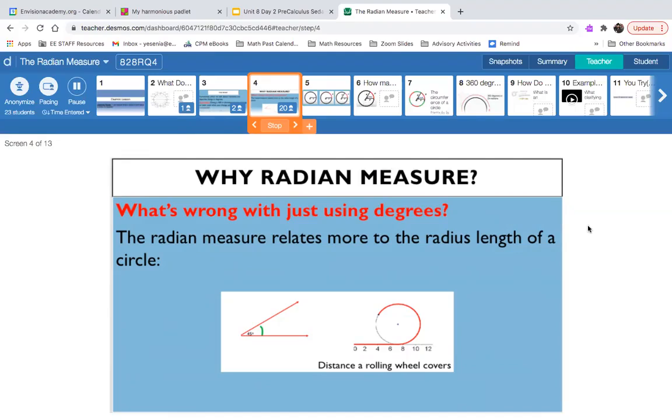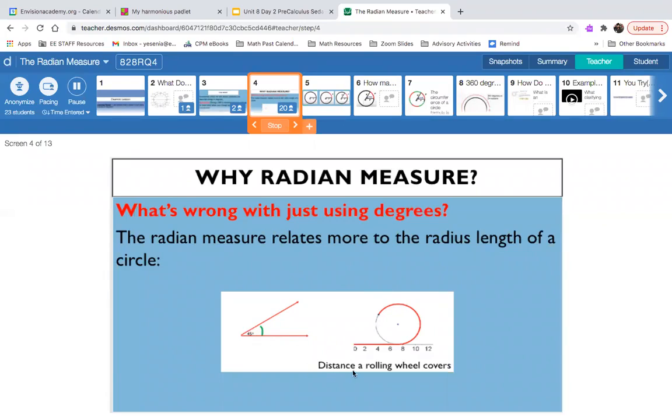So the radian measure relates more to the radius length of a circle. That's where its name comes from. Radian sounds like radius. It relates to the radius length of a circle. So for example, radians are going to help us in this case. Let's think of something like 45 degrees. I tried my best to make this angle look like 45 degrees, but let's just imagine there's an angle that's 45 degrees.